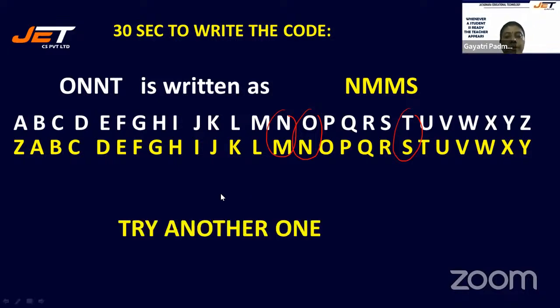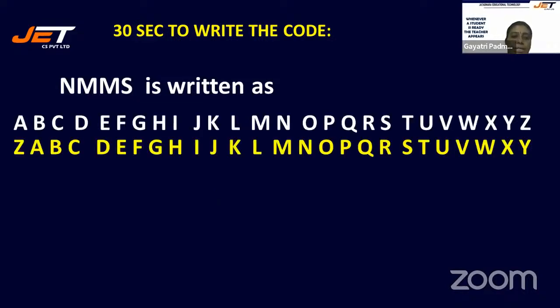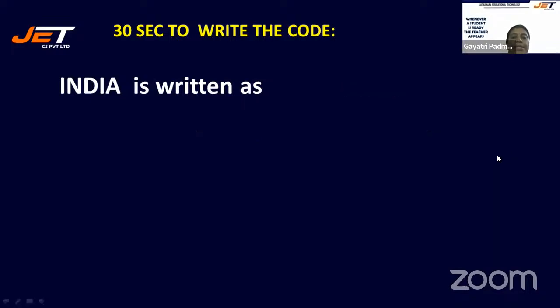Now let us see the next one. NMMS is written as... So now we are going to code it. N is M. What is M? M is L. Again, M is L. And we have S is R. So it goes like M, L, L, R.